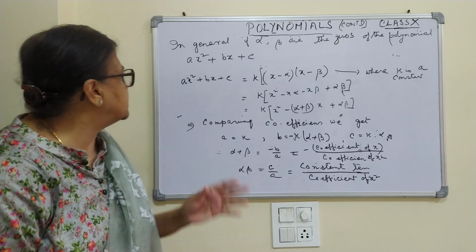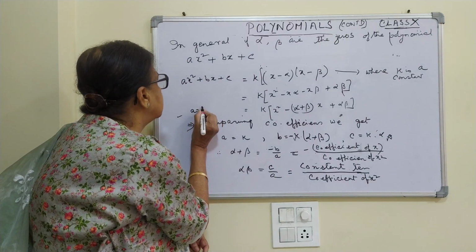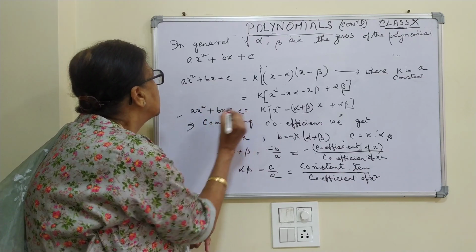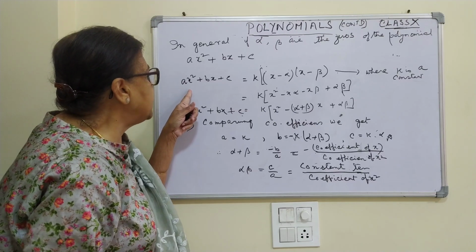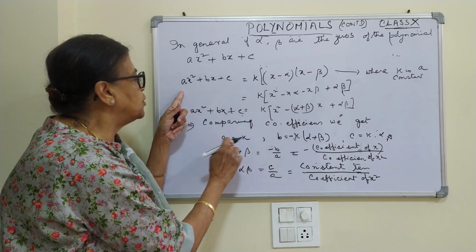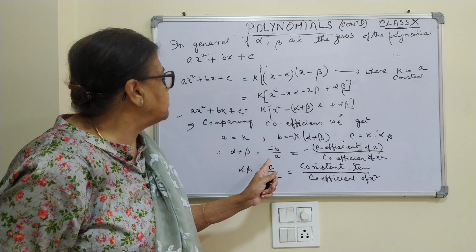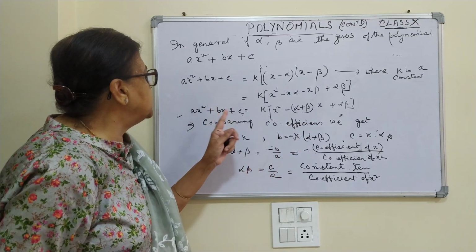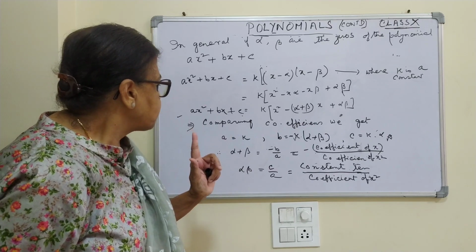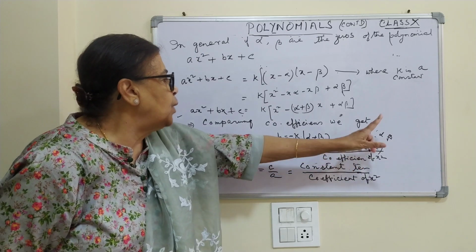Comparing the coefficients here, with ax square plus bx plus c, the coefficient a is equal to k, because I multiplied with k. So a is equal to k. b is equal to minus alpha plus beta into k. And c is equal to k into alpha beta.